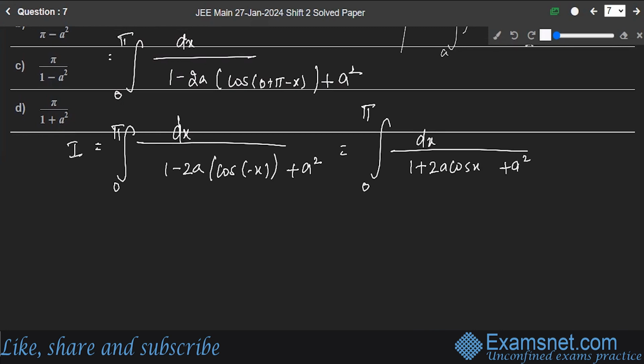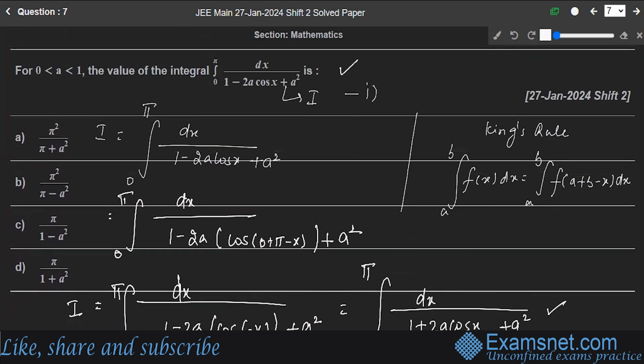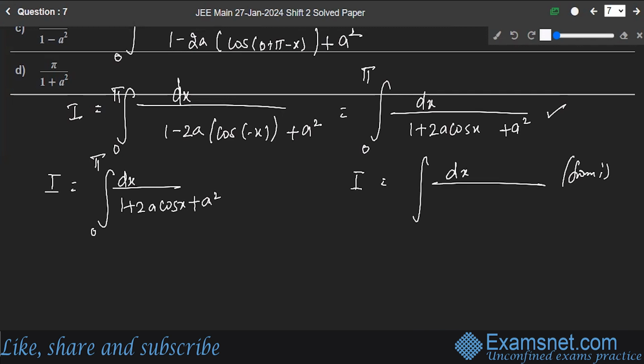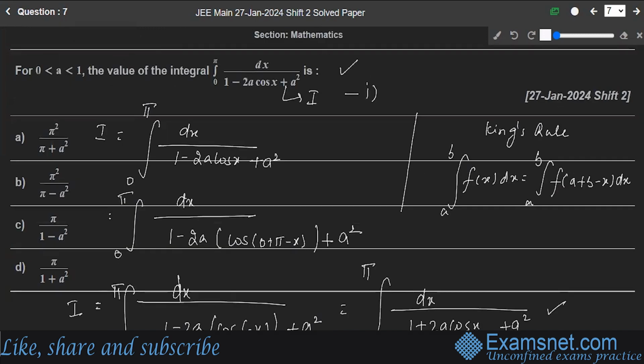Now this was also equal to I. This is I also, we had I as this. Let's write down both of them. So from here you have I as 0 to pi dx upon 1 plus 2a cos x plus a square. Also from equation 1, you have I as dx upon 1 minus 2a cos x plus a square. Adding both of them, you will have 2I is equal to integral 0 to pi dx. I'll write down the rest later.